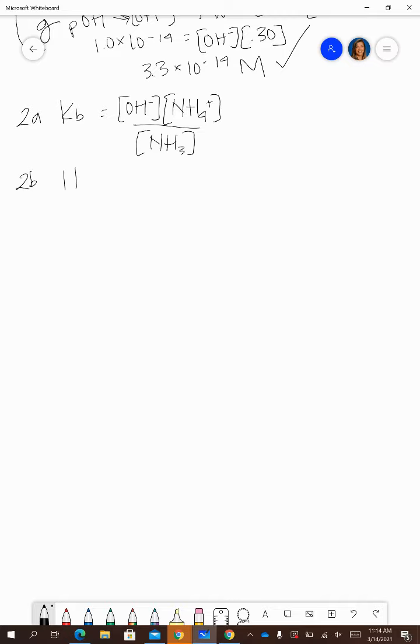So what you needed to do was set up an ice table, which people were good at. Okay, ICE. You said we started with 0.22 and you recognize that we had none of that. Plus x minus x minus x. So this is 0.22. Oops, sorry, I did that backwards. Minus x plus x plus x. 0.22. Why can't I write that today?